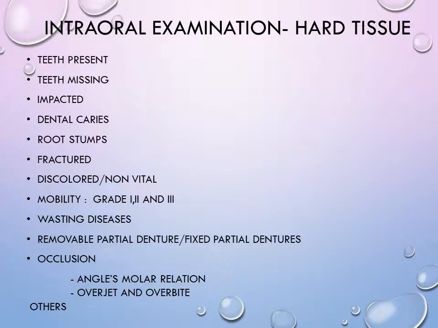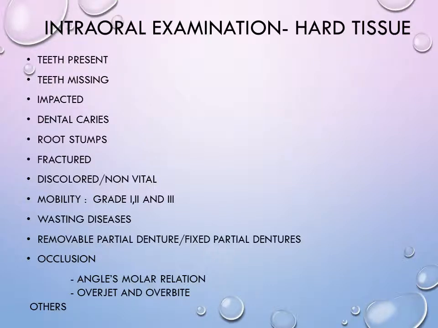Now, coming to the intraoral examination, this has been taught to you time and again, and you're pretty familiar with the terms. So, of course, the first thing which we check is the number of teeth present, the teeth missing and why they are missing, whether they are congenitally missing or whether they have been removed for some reason, and if so, what was the reason. Whether there are impacted teeth, of course, we require the help of periapical radiographs or OPGs to assess the status of impacted teeth.